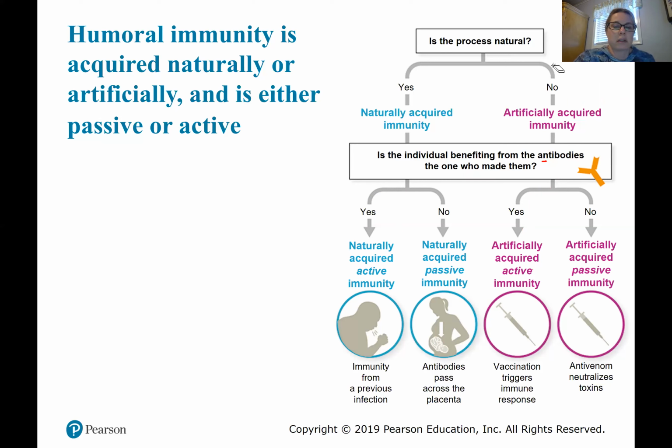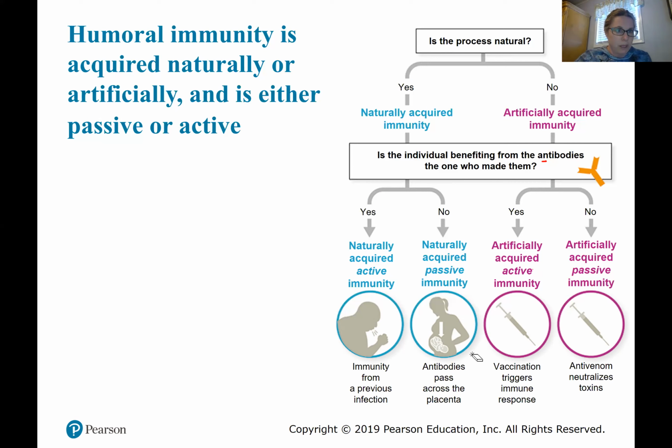Actually, let's not. Let's look at this other natural one first. So a person getting sick, okay? Say you get the flu. You naturally got it. You yourself made the antibodies. So it's a natural process and your immune system was active. Think of it that way. If your immune system was active in making the antibodies, it is going to be an active process. So baby wasn't active. Somebody else made the antibodies. So that's a passive process, okay?